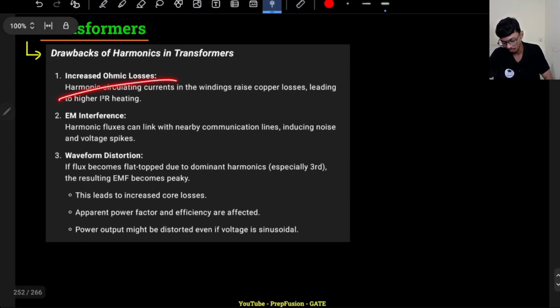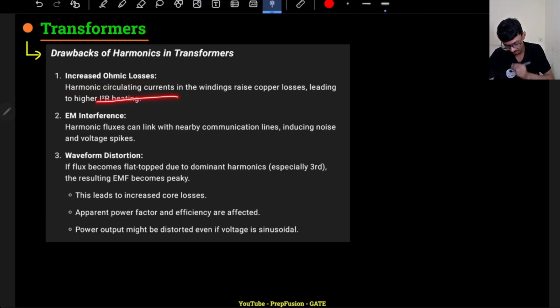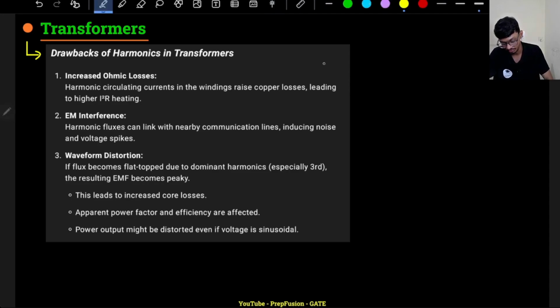So one is increased ohmic loss. Due to the circulating currents, the copper loss will increase. In the neutral wire, 3 I_M current was flowing. So what will be the copper loss in the neutral for a star connection? For a star connection, there was 3 I_M current flowing through the neutral wire. So what will the copper loss be?